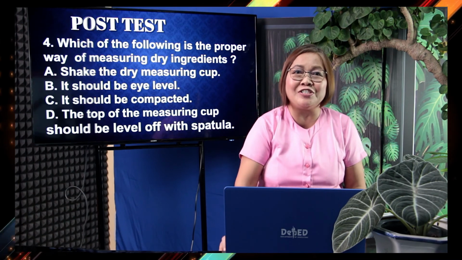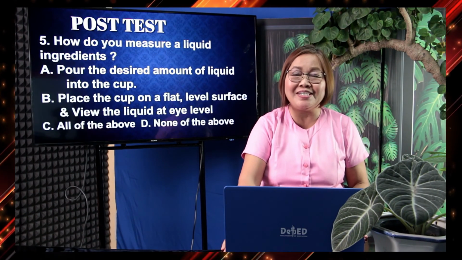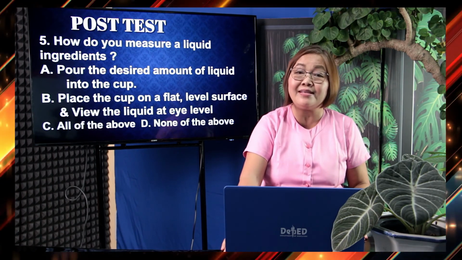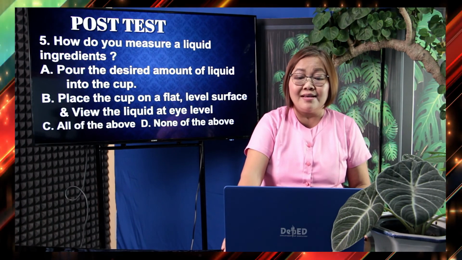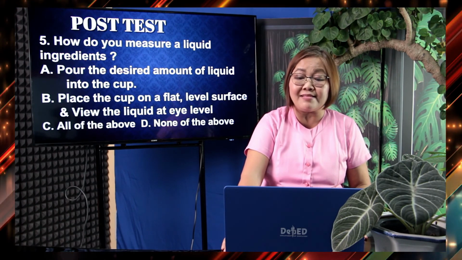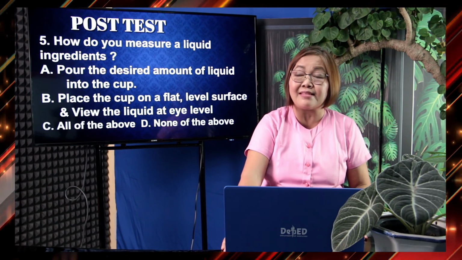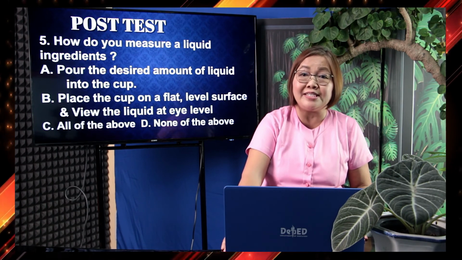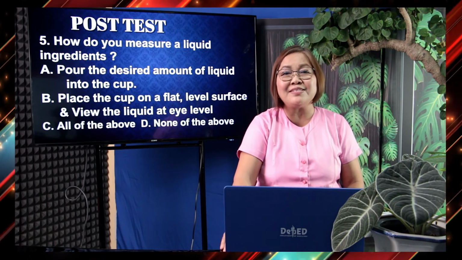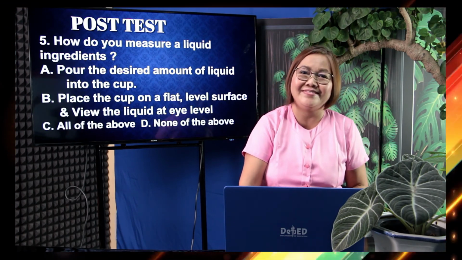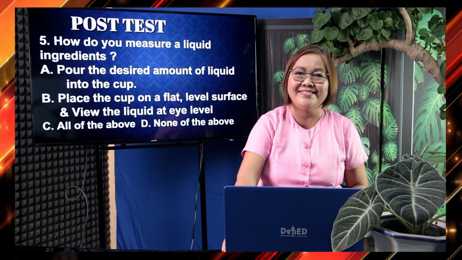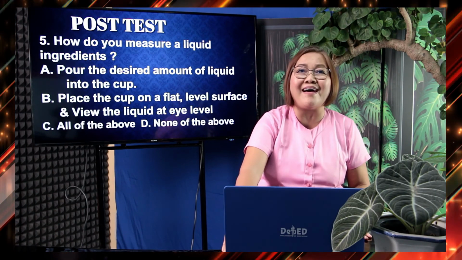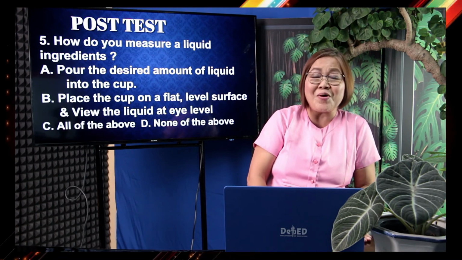Okay, the last question. How do you measure a liquid ingredients? A. Pour the desired amount of liquid ingredients. B. Place the cup on a flat, level surface and view the liquid at eye level. Letter C. All of the above. Letter D. None of the above. Time starts now. Time's up. The correct answer is letter C. All of the above.